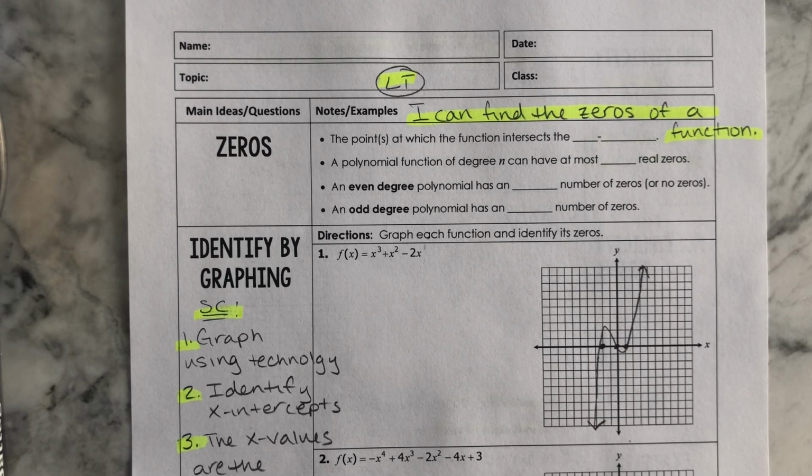Today we are looking at how we can find the zeros of a function and what those zeros mean. And then our second learning target is we will be finding the multiplicity of those zeros. And we'll describe what that means in terms of the graph. So let's first look at how to find the zeros of the function.